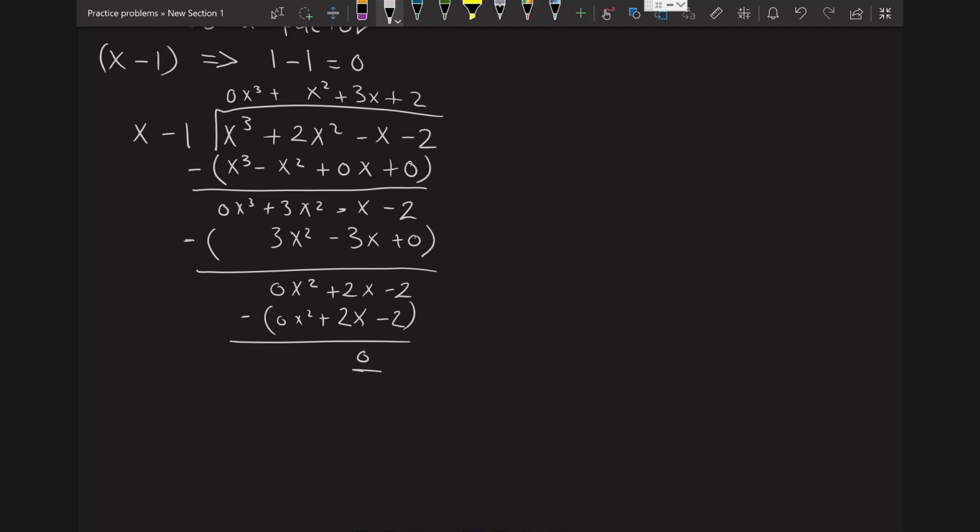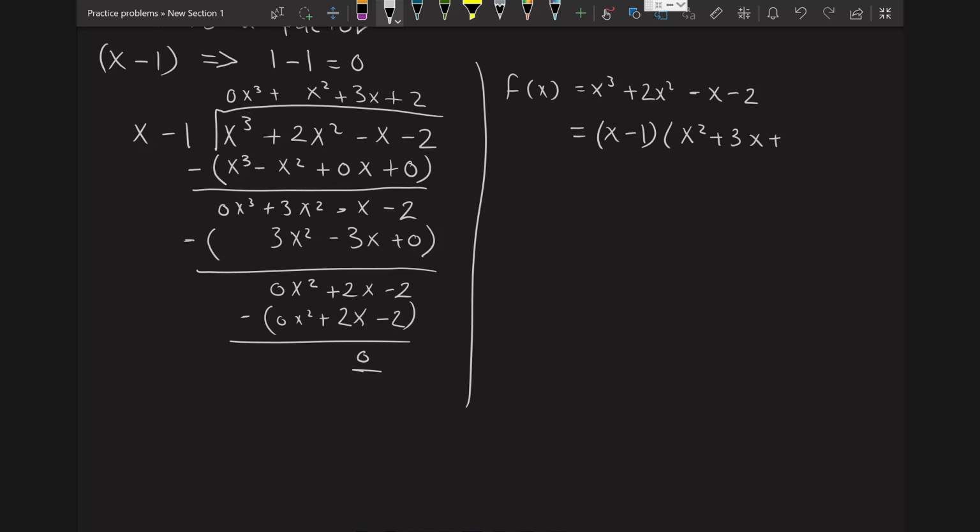If you do get a remainder, it means either your factor is wrong or that you did not divide properly, because the whole idea of finding the factor initially is that you do not want to have a remainder. So now we know that f of x is equal to x cubed plus 2x squared minus x minus 2, which is equal to x minus 1 multiplied by x squared plus 3x plus 2.